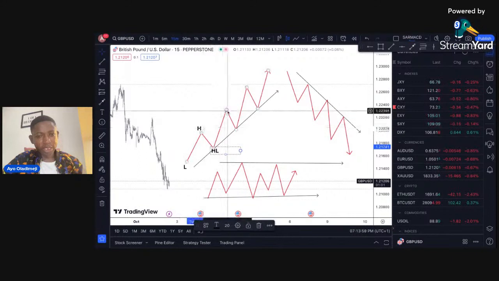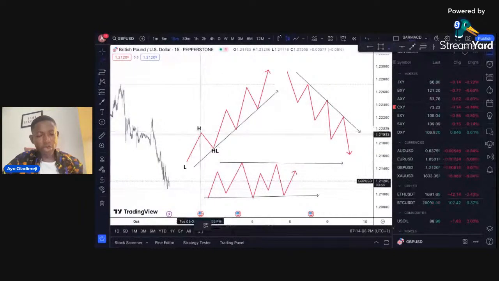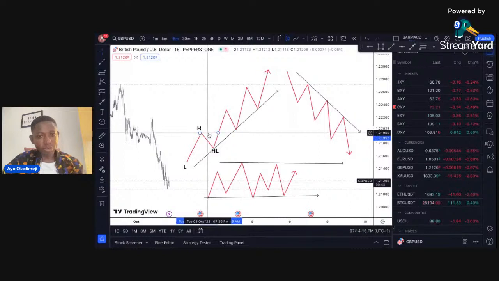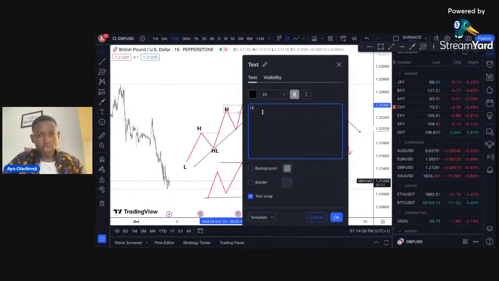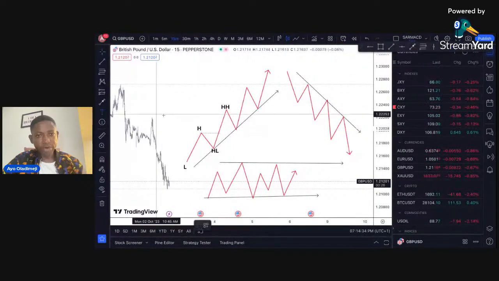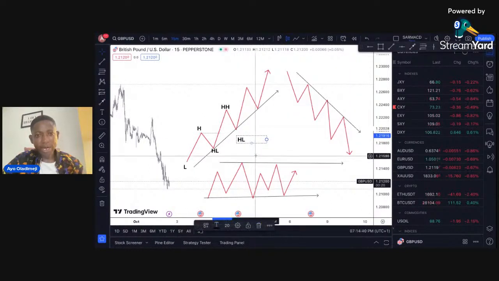Then the next, what did I tell you last week? For us to have a series of uptrend, we have to see a series of highs that will be broken. Price must break different levels of high for us to have an established upward trend. So we have a high there, then we have a higher high here, and then we have a higher low. So we keep having this series of higher high, higher low.